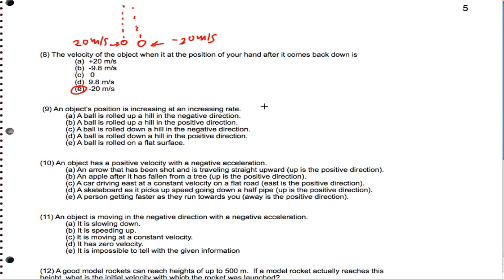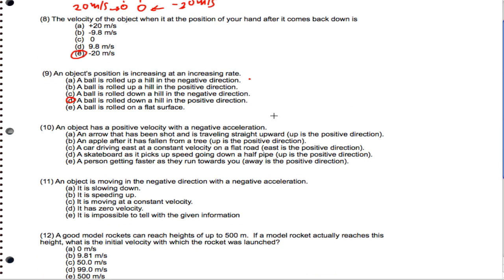Now, an object's position is increasing at an increasing rate. That means it's speeding up. So which of these scenarios would mean that? I'm speeding up in the positive direction, so rolling down a hill in the positive direction would do that. Now here, an object has a positive velocity with negative acceleration. That means it's going forward and slowing down. So which one of these would do that? Running towards me, that's not slowing down. Picking up speed, that's not slowing down. Constant velocity for C, not slowing down. Speeding up here, that's B, that's speeding up if it falls. So the only one that works is choice A.